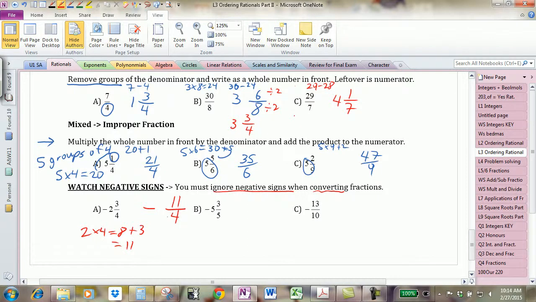Please convert B and C. Go. Ignore the negative signs when converting. This is brand new for you guys. You haven't done this yet. This is grade 9 work here.